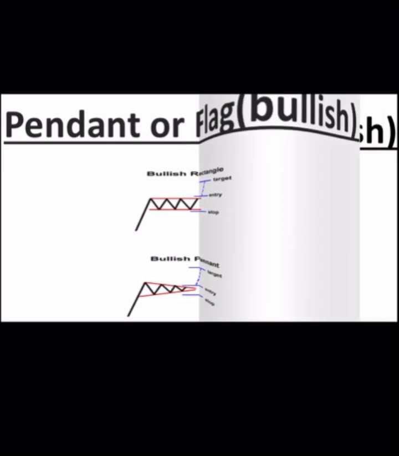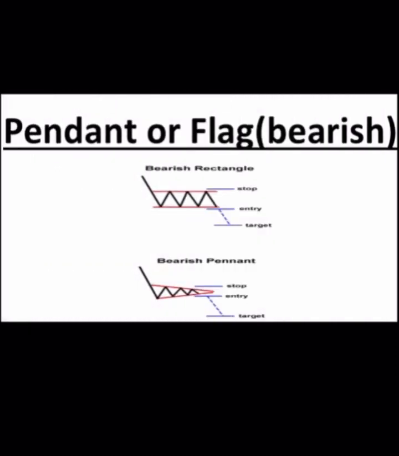Then the next one, we have also the same pendant and flag, but bearish this time around. When you see something like this, what does it tell you? It tells you that the market is going to go down. It's going to go bearish. So when you see a pendant or a flag that is bearish like this, it means the market is about to pull down. So guys, this is self-explanatory. That's why you need to look at the picture closely again and again, and you get to understand it.